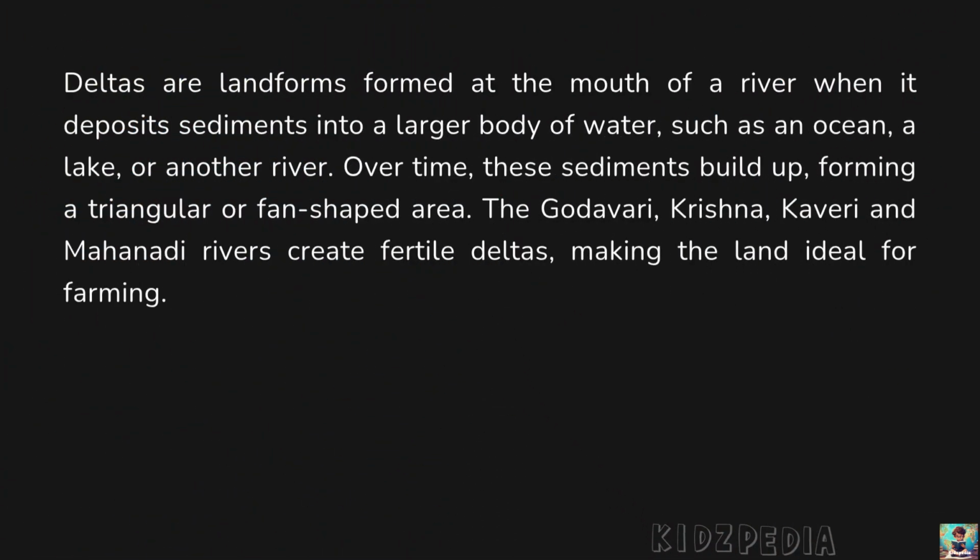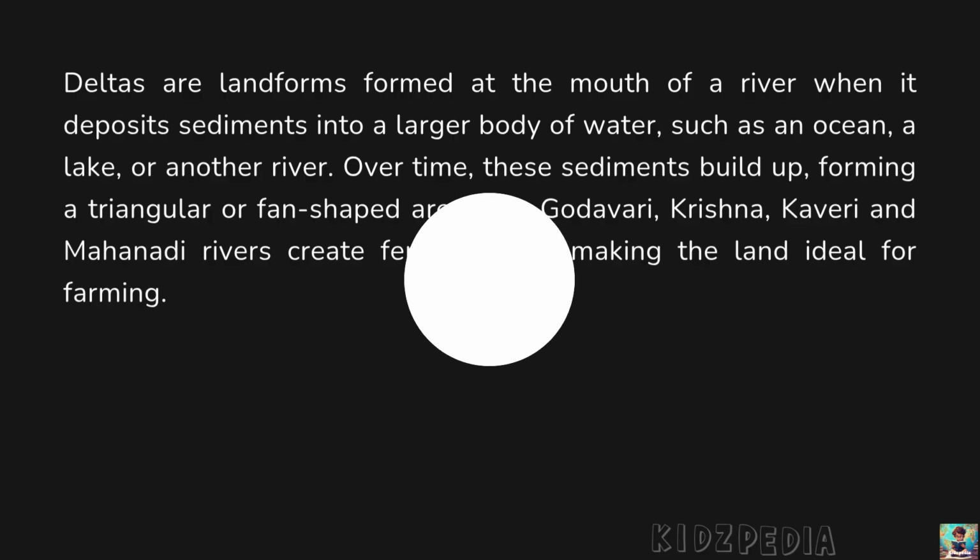Deltas are landforms formed at the mouth of a river when it deposits sediments into a larger body of water, such as an ocean, a lake or another river. Over time, these sediments build up, forming a triangular or fan-shaped area. The Godavari, Krishna, Kaveri and Mahanadi rivers create fertile deltas, making the land ideal for farming.